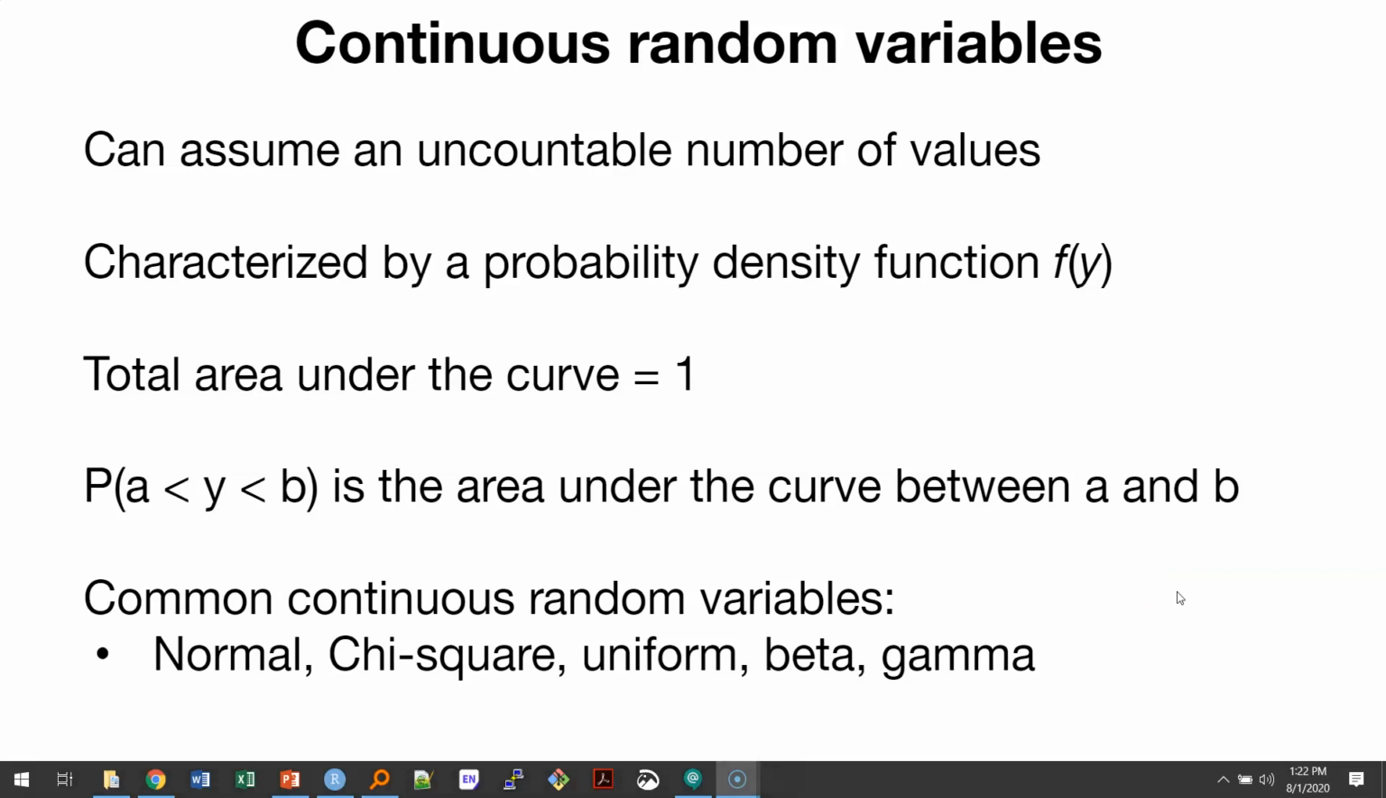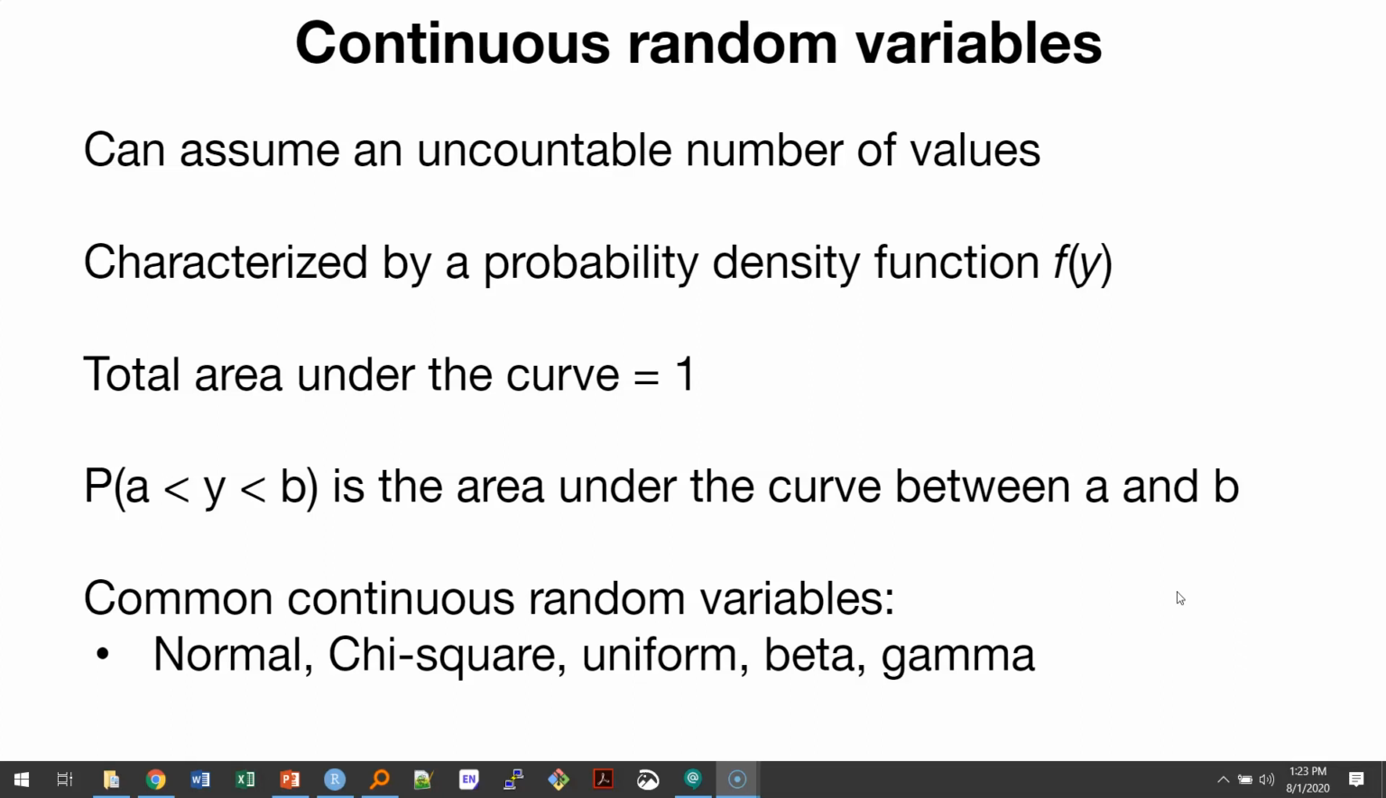So the warbler example was an example of a discrete random variable. Now we're going to talk about a continuous random variable. And again, remember, this is where any uncountable number of values can take place for a distribution of data. We'll calculate and we'll characterize the distribution by a probability density function.